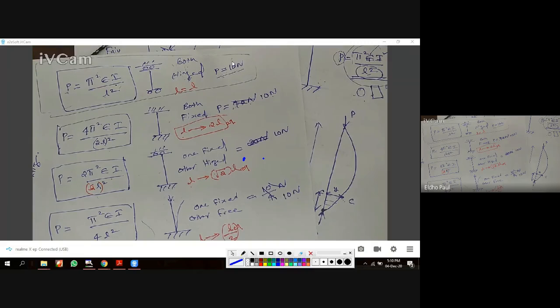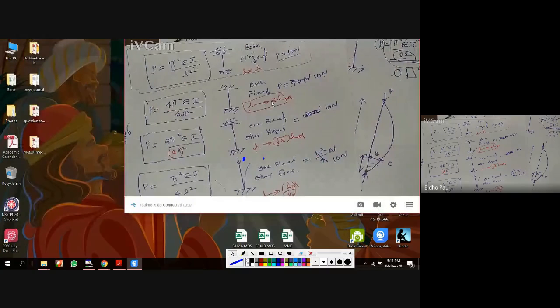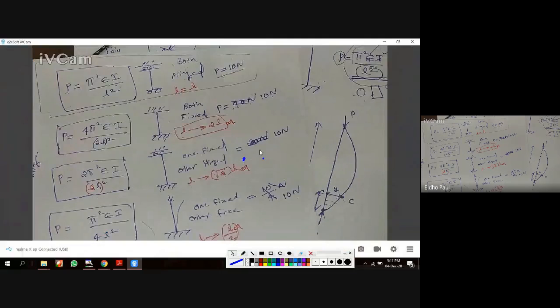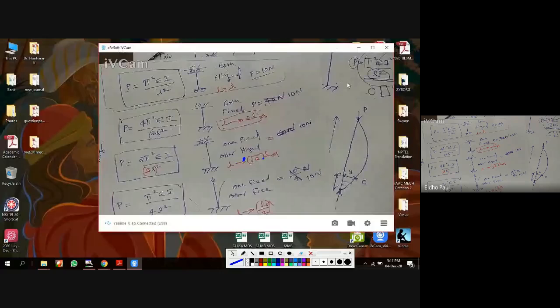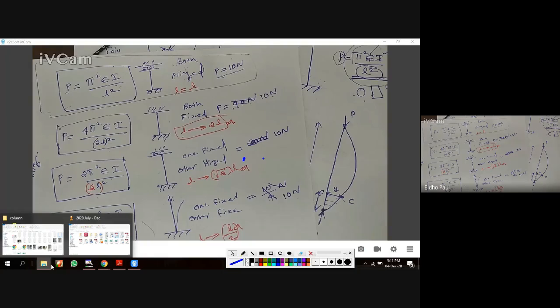So we change the crippling load equal to the both ends hinged, that is 10 Newton. Correspondingly, what is the length of these different end condition columns? That is the equivalent length. Okay, any doubt about equivalent length? So that is about equivalent length of the column.